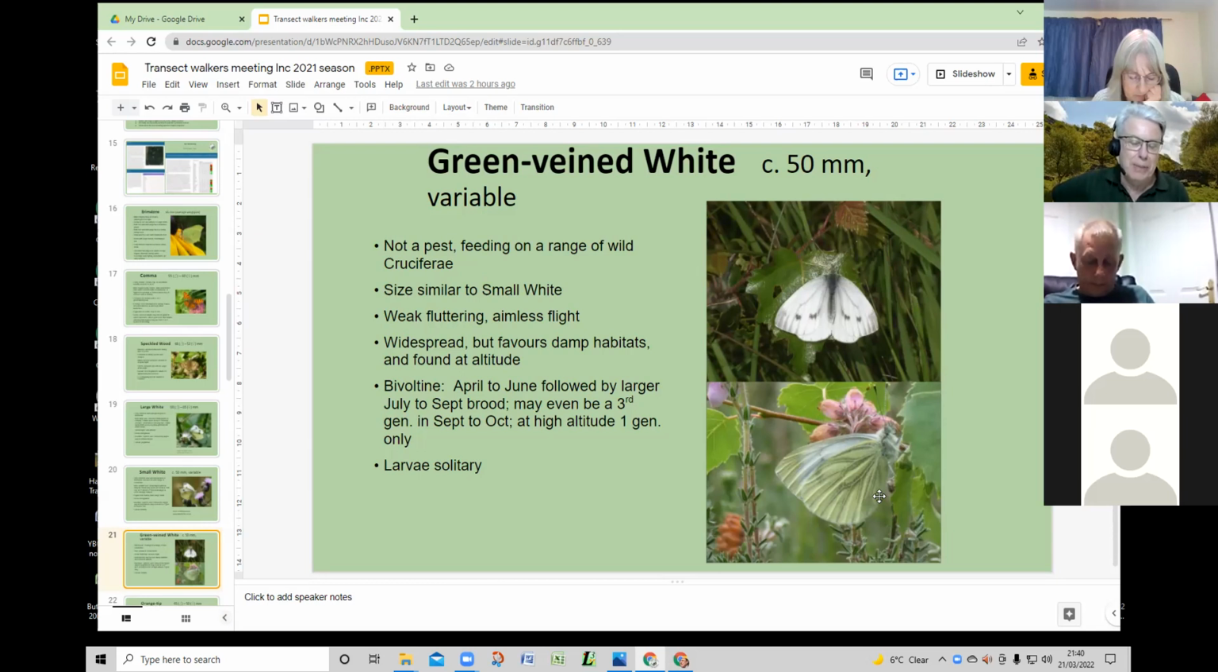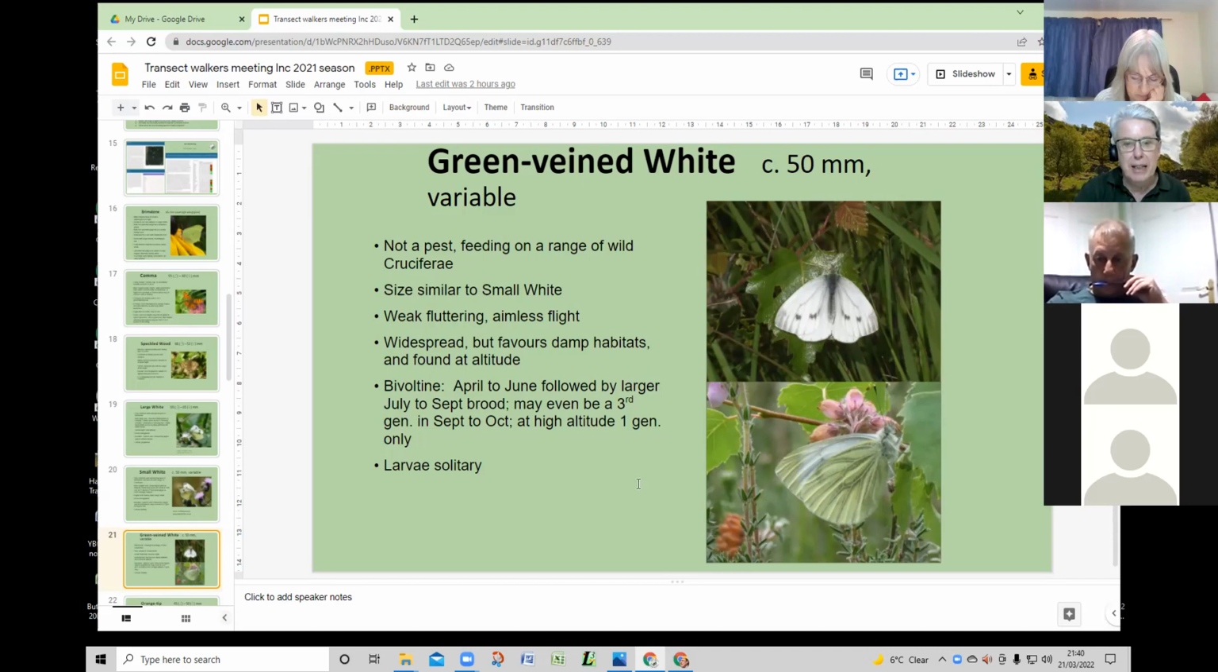And as you move between habitats, you just reset that figure. Certainly as you go from sunny open spaces to shady areas, inevitably you'll see much more green veined whites that you have to adjust. And that's how I do it, and I think that's how most walkers do it.